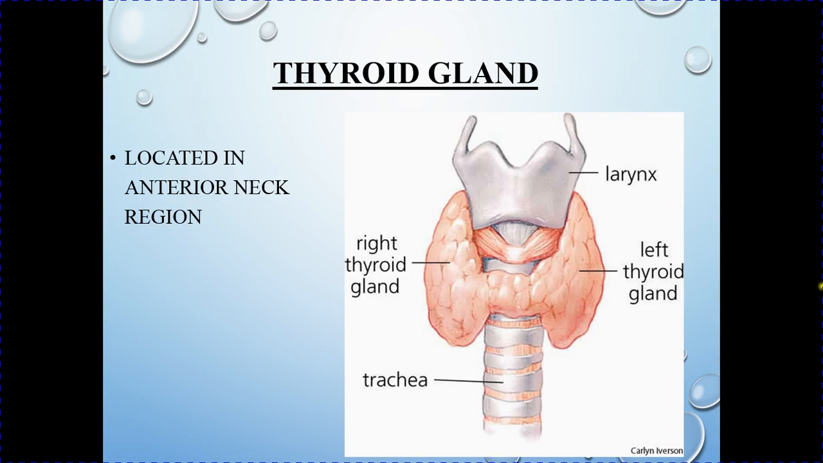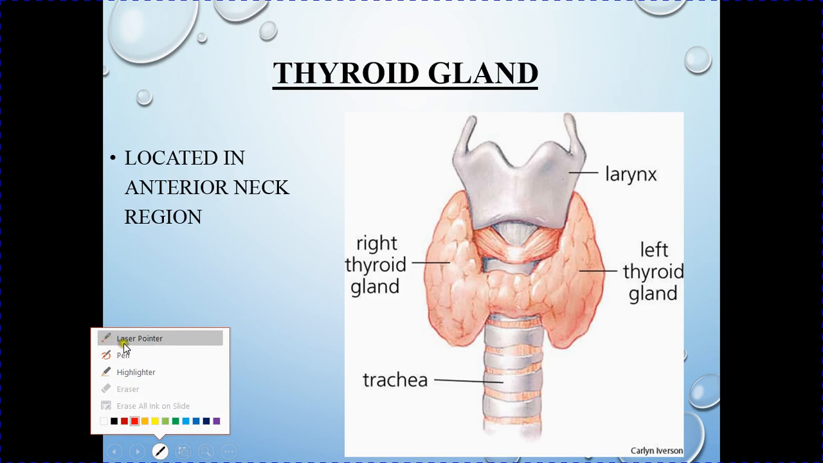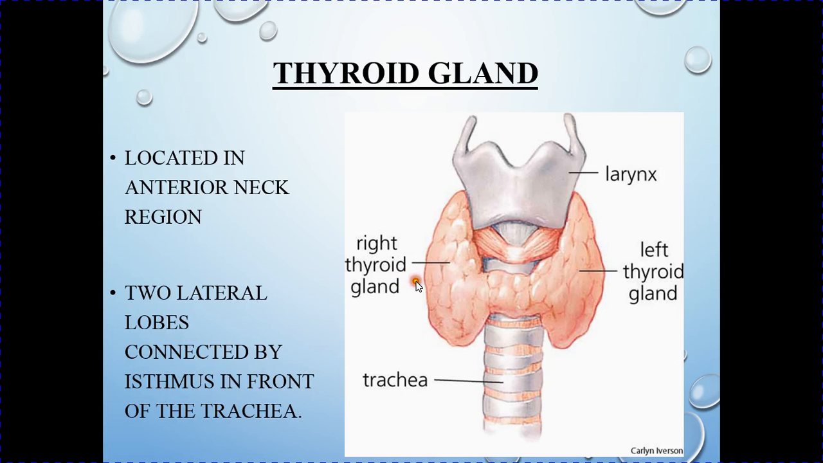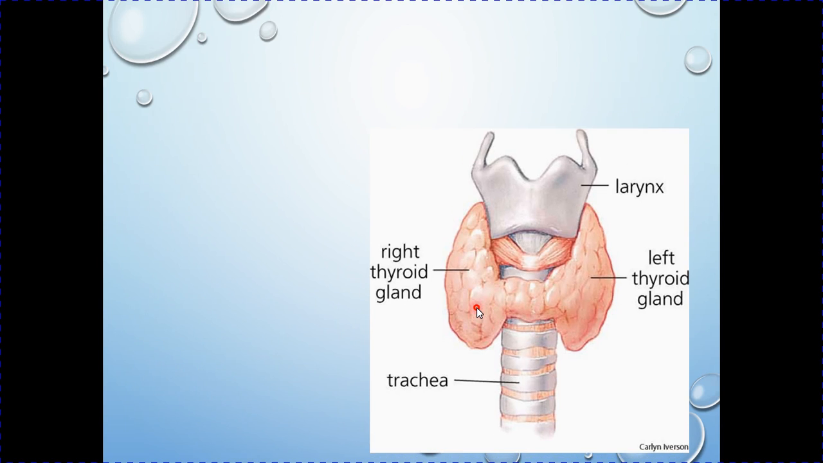Anatomically, the thyroid gland is located in the anterior neck region. And you know that this thyroid gland has two lobes. It has two lateral lobes, a right lobe and a left lobe. These two lobes are connected by isthmus in front of the trachea. This is the trachea, windpipe. In front of the windpipe, there is the isthmus of the thyroid gland, which is connecting the two lobes of the thyroid gland.